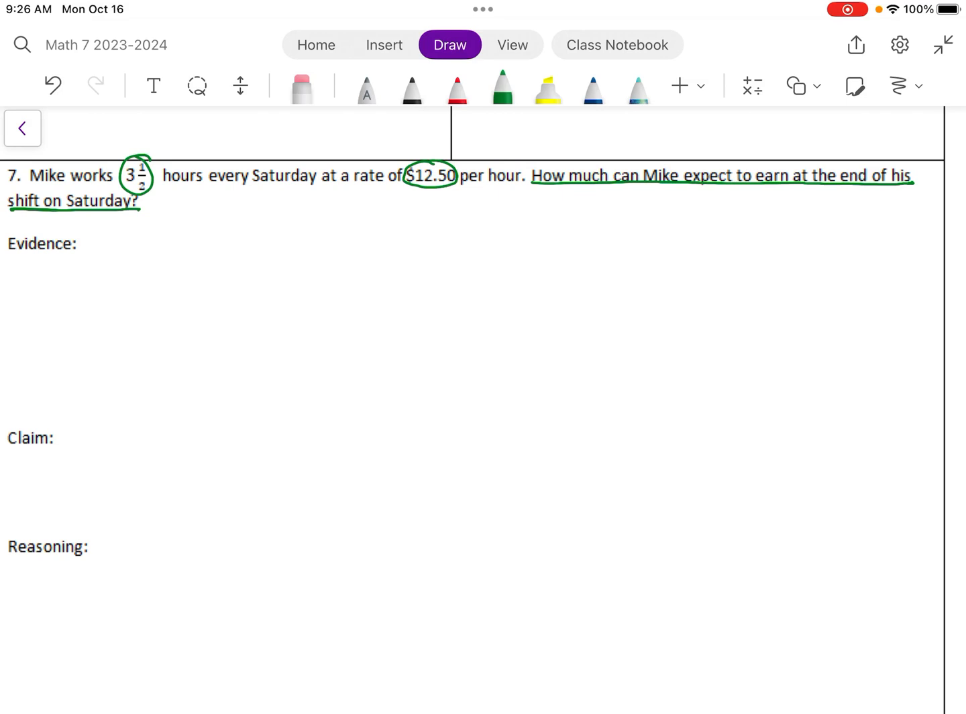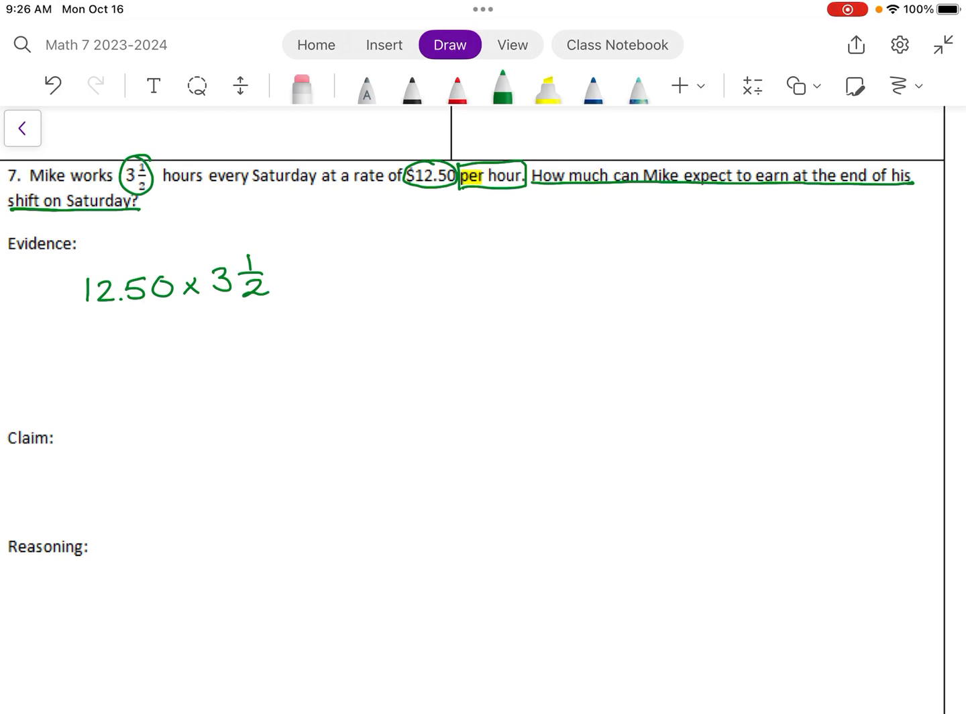And box in my important information. So per hour. And that's about it. Okay. Using this information, what am I going to do? Per tells me I'm going to multiply. So $12.50 times 3.5 hours. Okay.